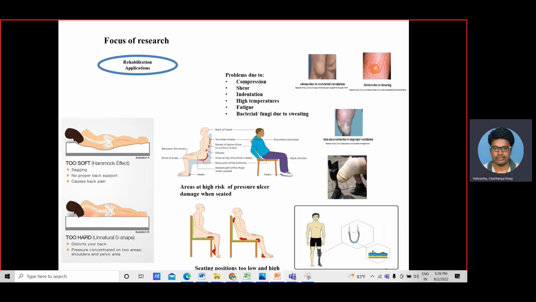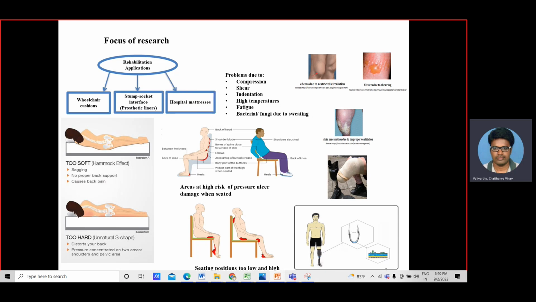Our primary focus of research is on rehabilitation applications. There are many rehabilitation applications, but we are primarily focusing on only three: wheelchair seat cushions, stump socket interface, and hospital mattresses. So we'll go from right to left.